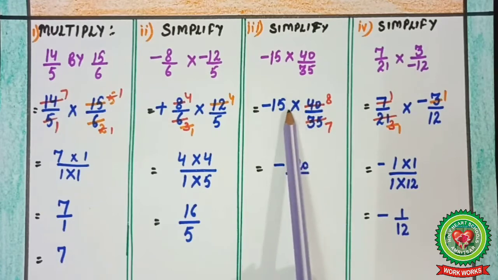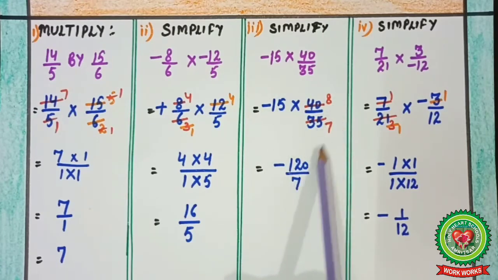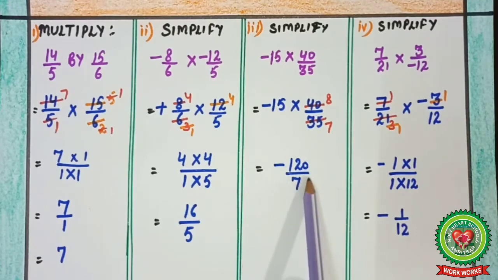So now you are left with what? Minus 15 into 8, that will be 120 upon 7. So the answer will be minus 120 upon 7, right?